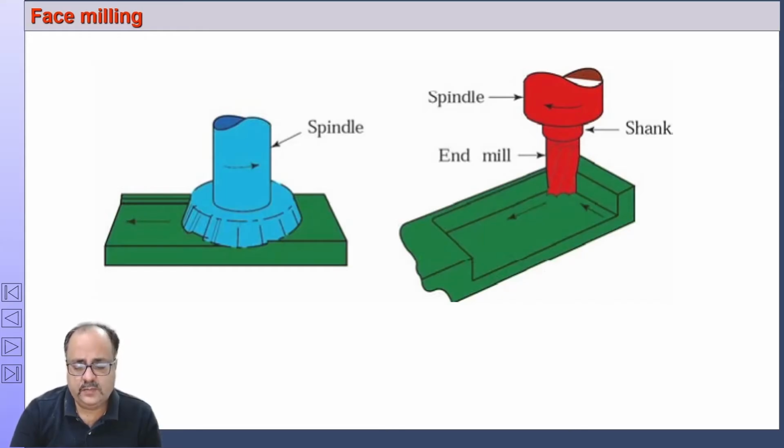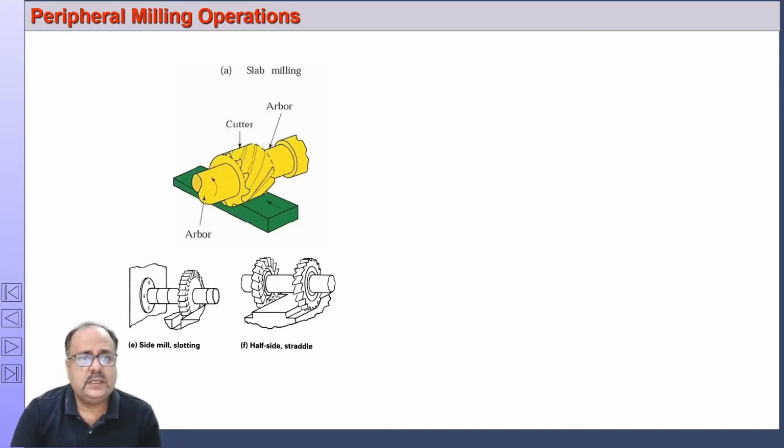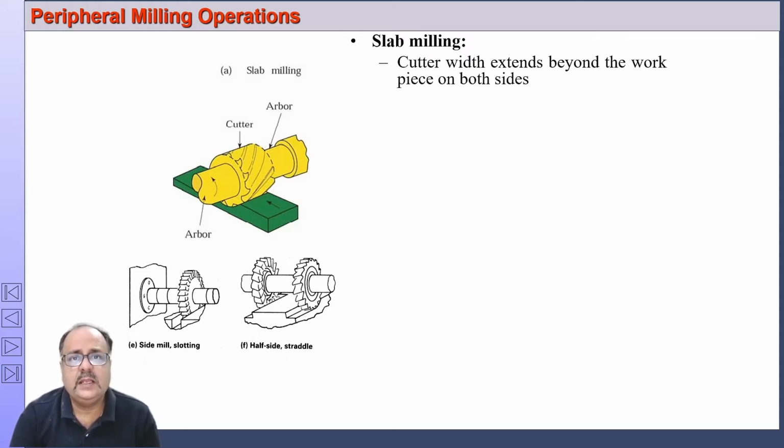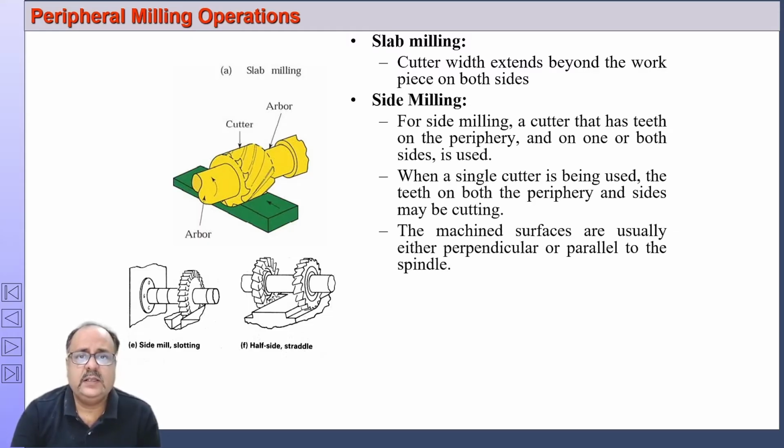This is face milling operations, which I have already discussed. The different types of peripheral milling operations are slab milling operations, where the cutter extends beyond the work on both sides. It generates a flat surface, and the axis of rotation of the cutter is parallel to the surface that is generated. And we have side milling operations, where we use a side milling cutter.